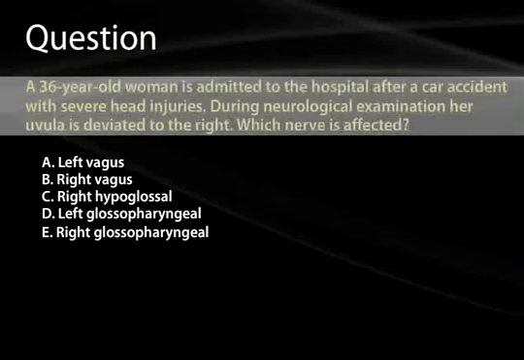Now let's do a question. A 36-year-old woman is admitted to the hospital after a car accident with severe head injuries. During a neurologic exam, her uvula is deviated to the right. Which nerve is affected?